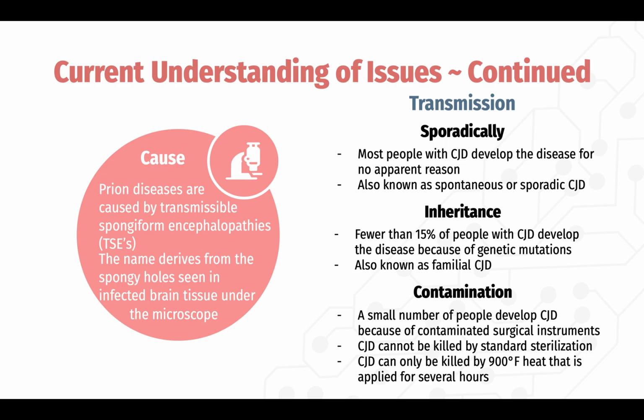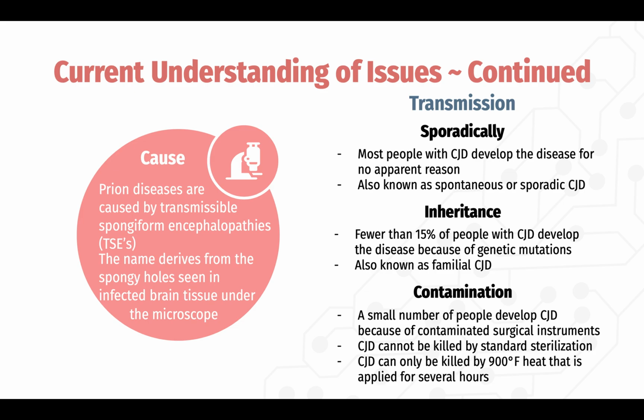And then continuing, so prion diseases are caused by transmissible spongiform encephalopathies, also known as TSEs. And then the name derives from the spongy holes seen in infected brain tissue under the microscope. And then transmission, specifically CJD, is transmitted in three different forms. There is sporadically, by inheritance, and by contamination.